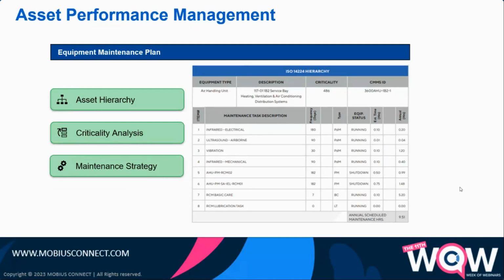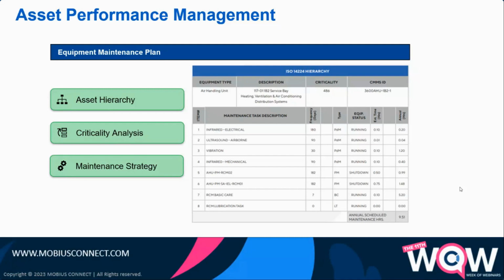So this is an example of an equipment maintenance plan. Again, it uses the hierarchy, criticality analysis, and the EMP or maintenance strategy output. And what it provides you with is a summary of your maintenance strategy by asset. So in this example here, it's an air handling unit. It's got a criticality of 486, middle of the road on a 0 to 1,000 scale. And then down below, it provides you with the detail of what is the maintenance strategy for that asset, right?